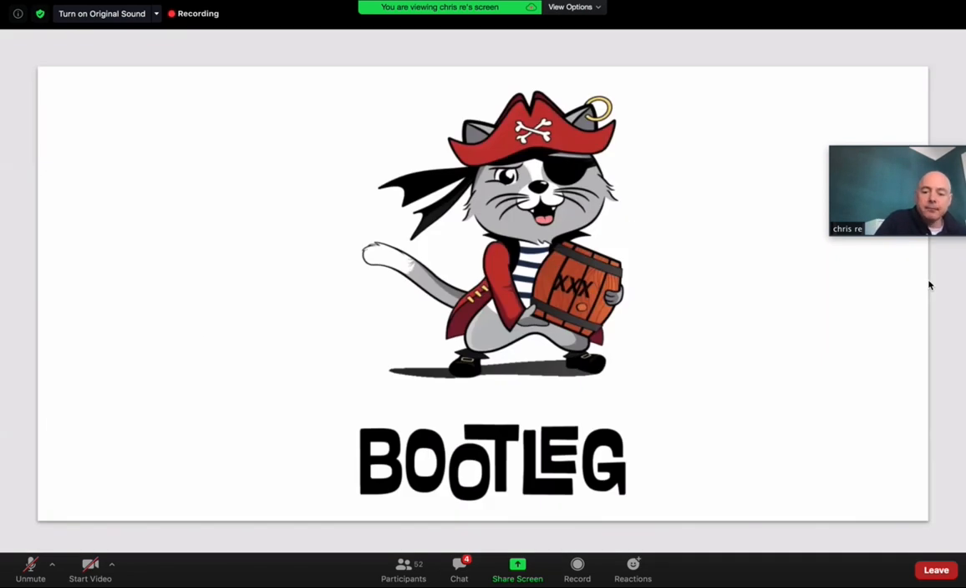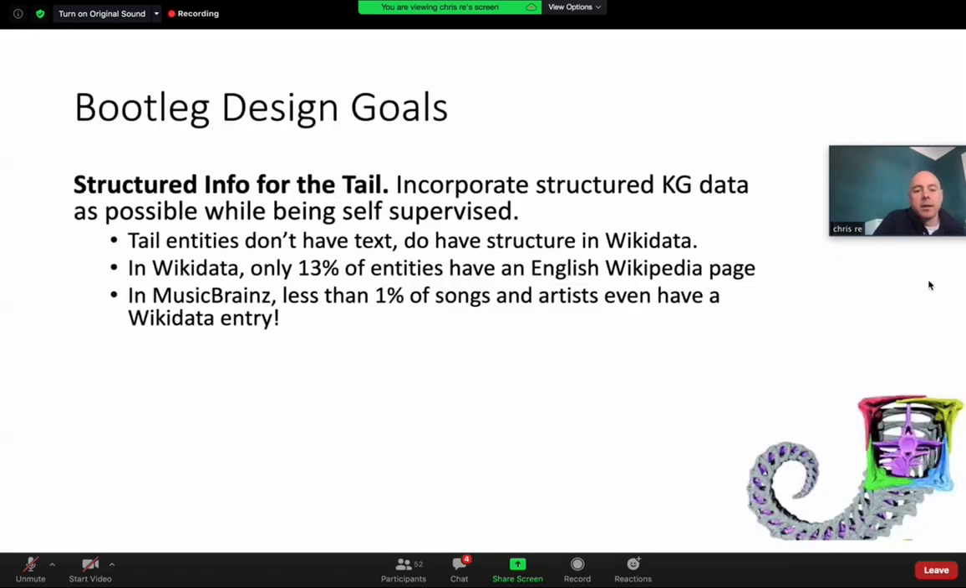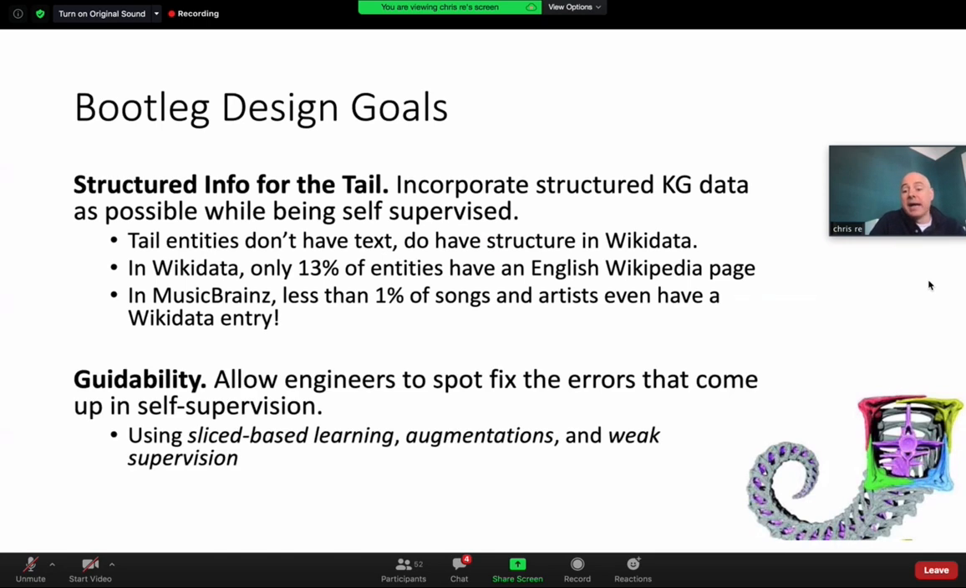Okay. All right, so how does Bootleg work? Well, it's going to take structured information from the tail. We already argued about why structured information is interesting. We're really interested in those entities that don't appear frequently in text, because honestly, for the very popular entities, a cache is a great tool. Just memorize every way they're referred to. We're also going to talk about guidability. How do we fix these things if something goes wrong? And I'll give you one kind of toyish example, but it is emblematic of real challenges we face.